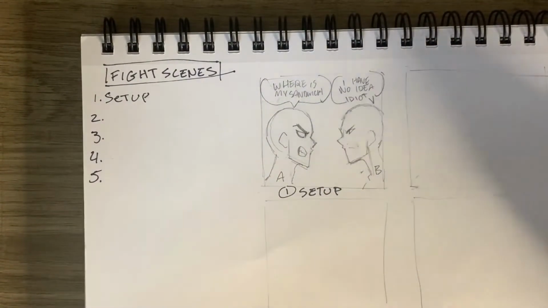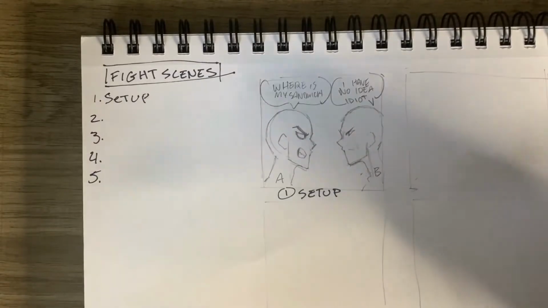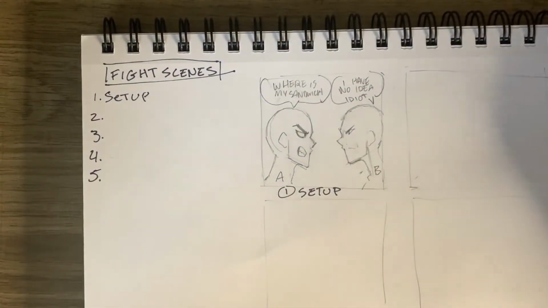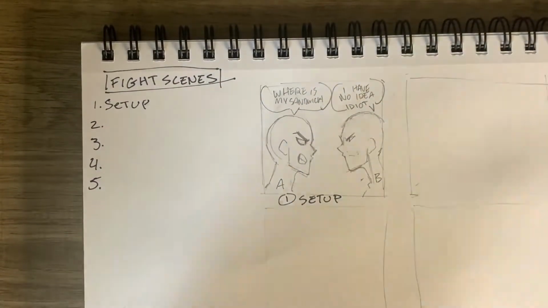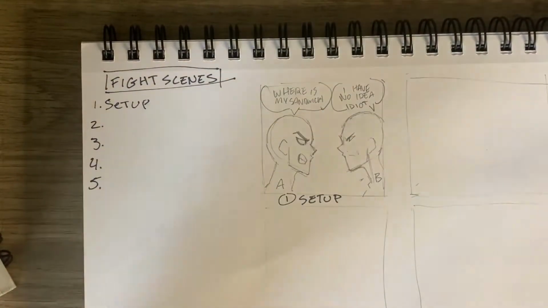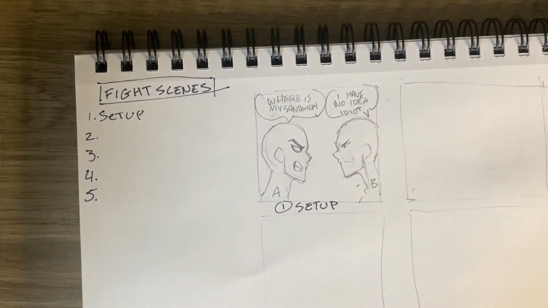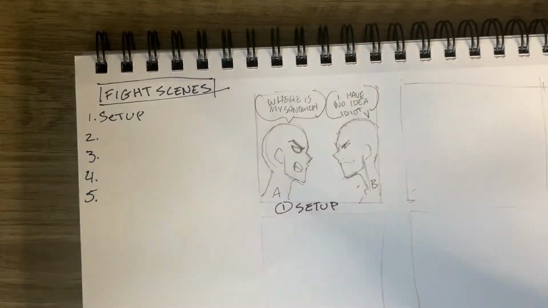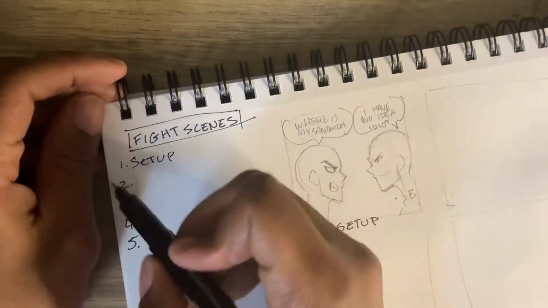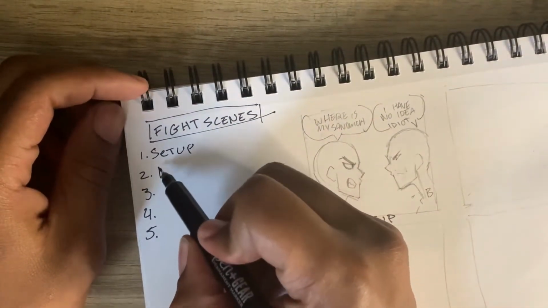We're setting up the story, this conflict, why they're fighting. Where's my sandwich? Character A says to character B. And next up in the process is the actual attack. So character A is going to attack character B. I actually wrote this stuff down, but yeah, it's the attack. So the first is setup, and the second is the actual attack.